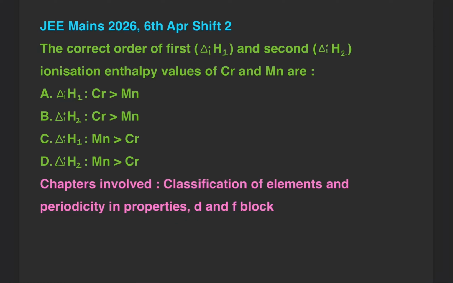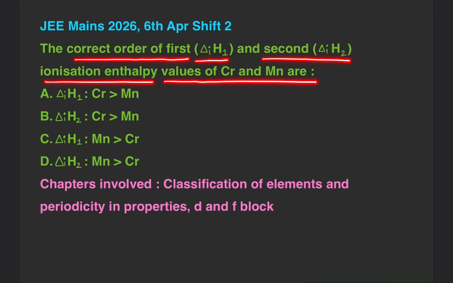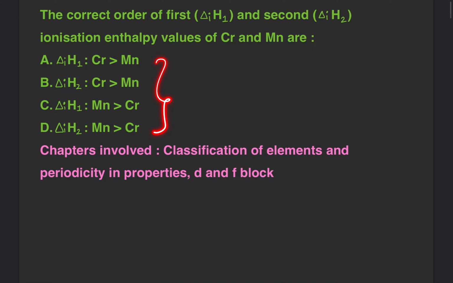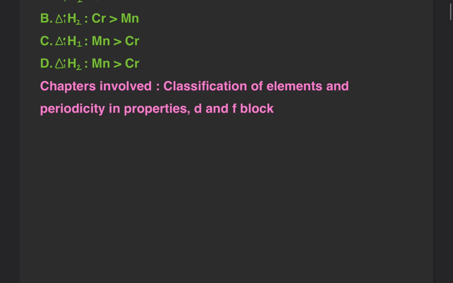Hello everyone. So this is a question from JEE Mains 2026, 6th April Shift 2. The correct order of first ΔiH1 and second ΔiH2 ionization enthalpy values of chromium and manganese are. Okay. So these are some options. The chapters involved are classification of elements and periodicity in properties, and d and f block.